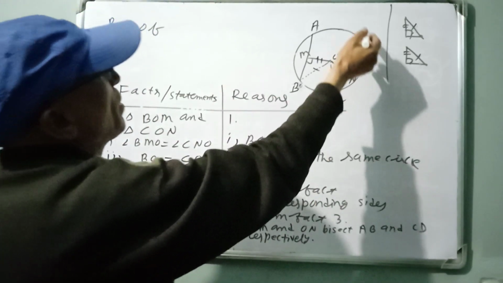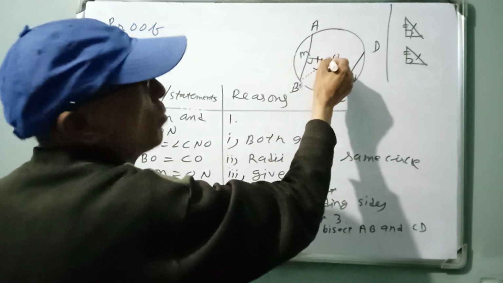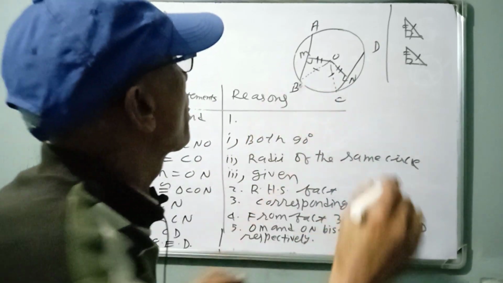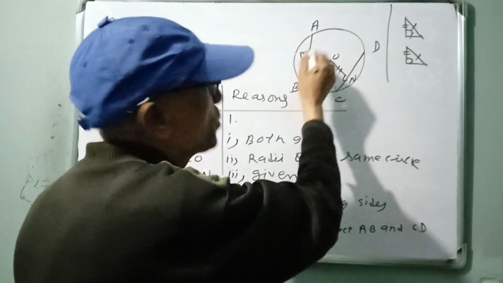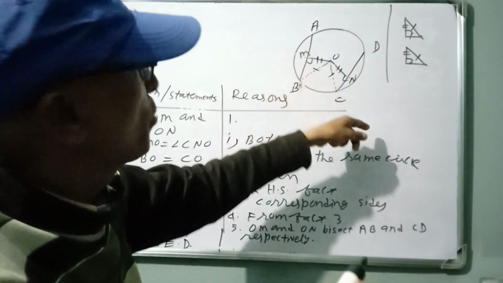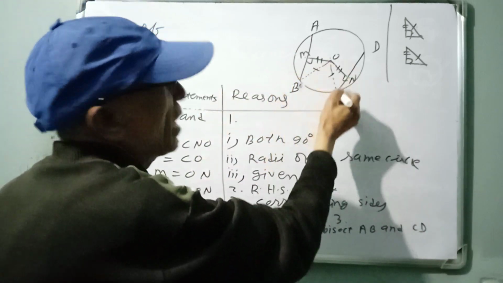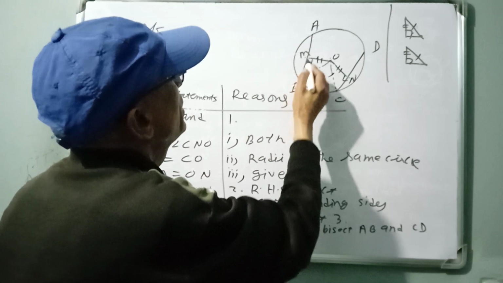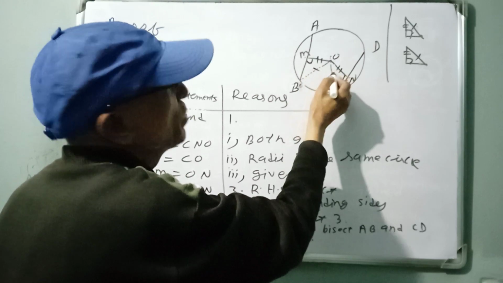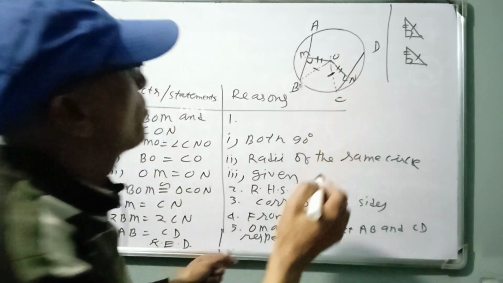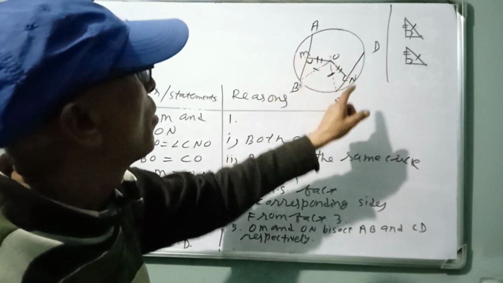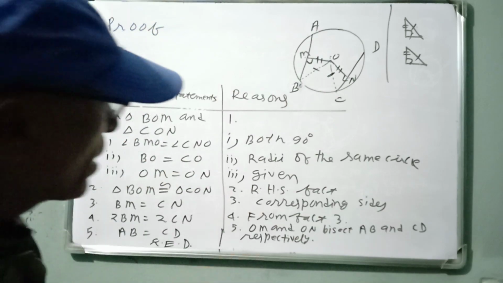What is given? The given condition is: circle with center O, chord AB and chord CD are given but not equal. OM is perpendicular to AB, ON is perpendicular to CD, and they are equal, OM equals ON. Now BO and CO are joined. Prove triangle BMO and CNO congruent. Right angle equal, hypotenuse equal, side also equal. From the right angle hypotenuse side fact, triangle BMO and triangle CNO are congruent.